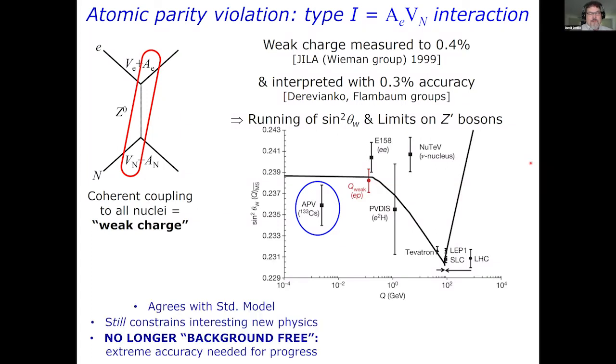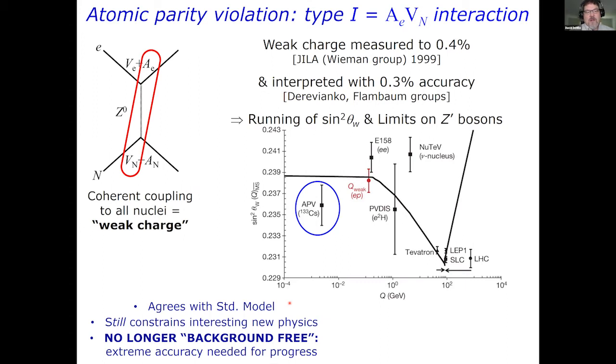So the end of this program, which was really the culmination of nearly 15 years or so of work of many groups in the field, was a measurement that agreed with the standard model. It still is powerful enough to constrain interesting new physics, even in the 20 years since, and the progress across all of particle physics since.